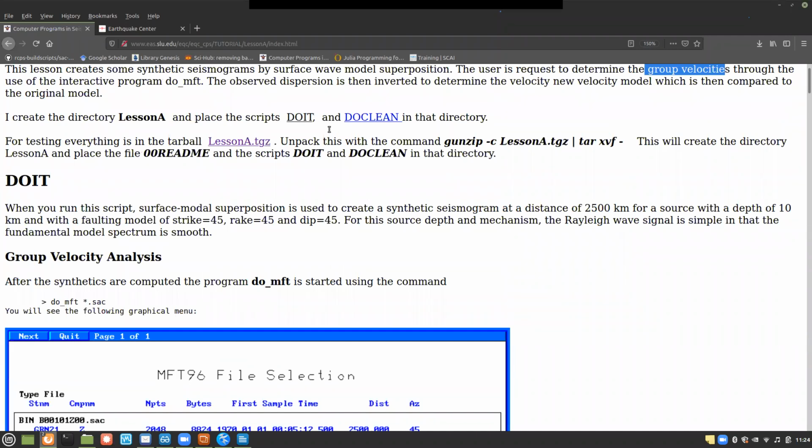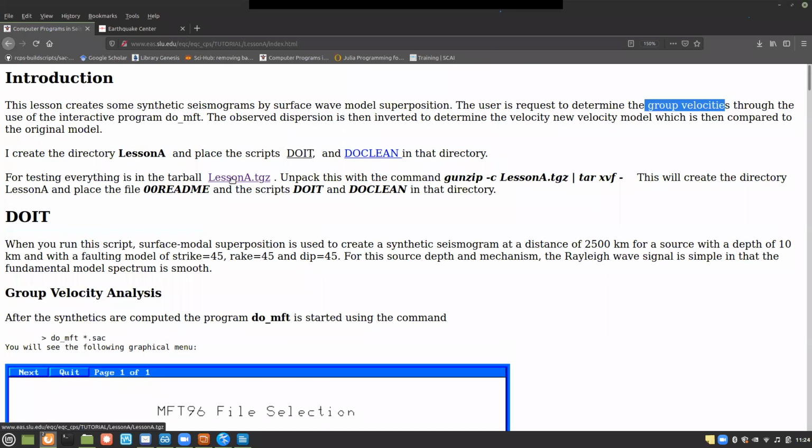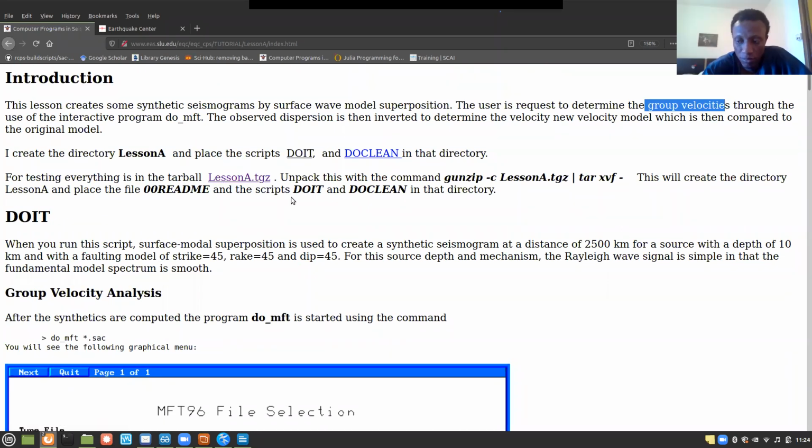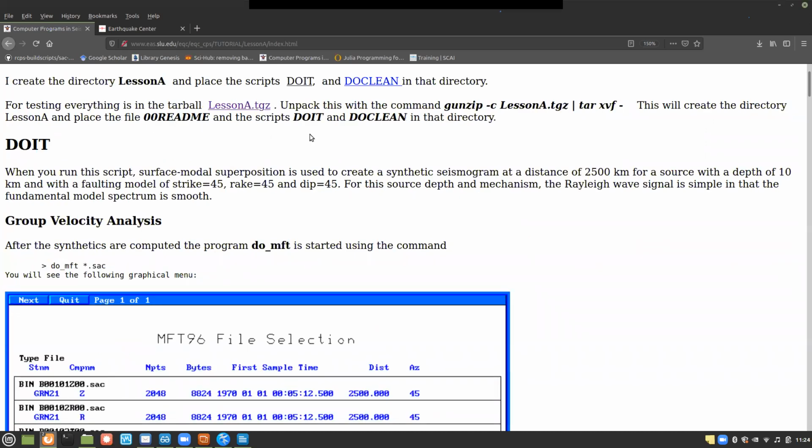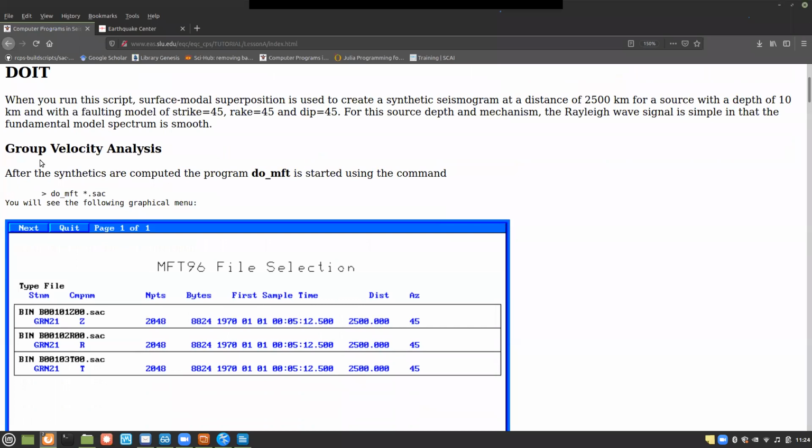Once you install the program, you can come here and download this lesson A. You read through it, and it gives you everything that you need to do. You download lesson A, you unpack it, and there's a README, there's a do it, which does everything that I'm just going to show, and then a clean script to clean the directory.